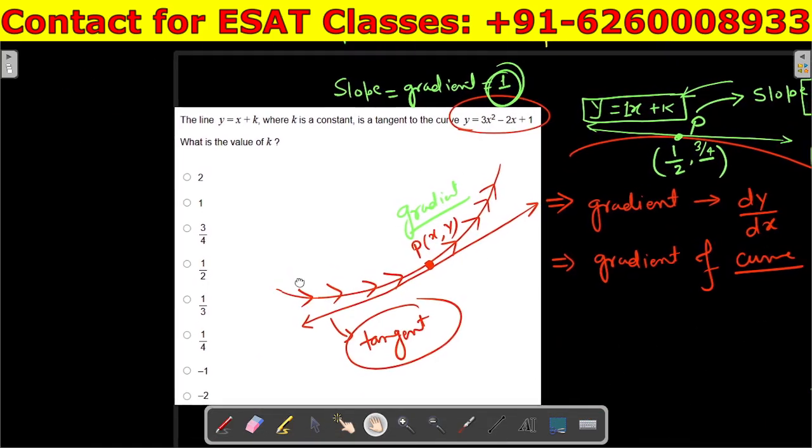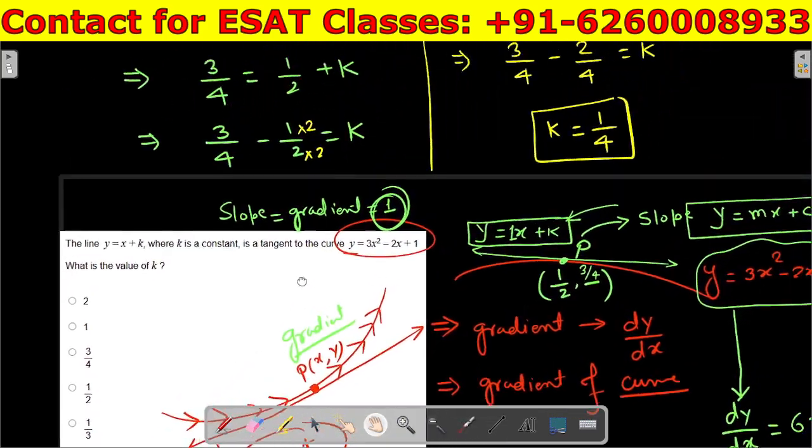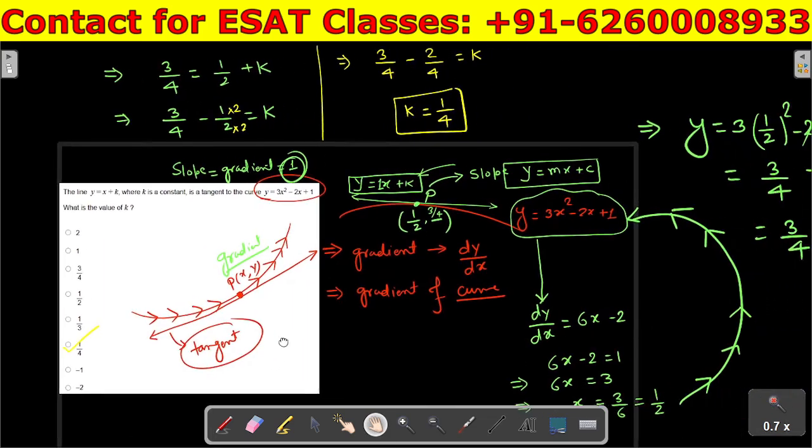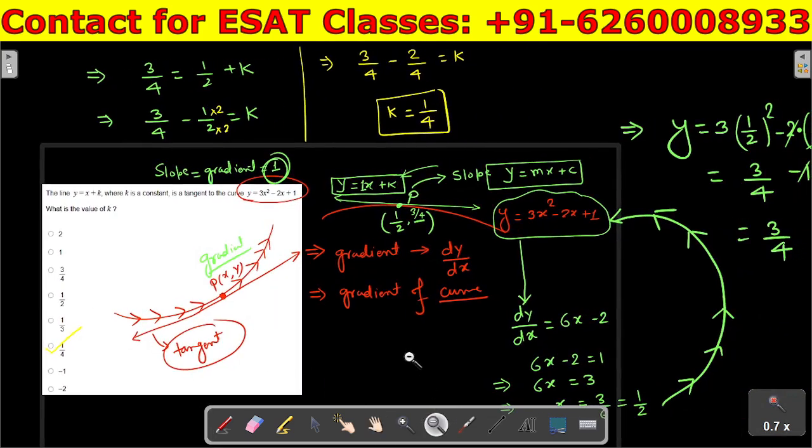So we get the value of k. Let us check the options. Is it 1 upon 4? Yes, there is an option 1 upon 4, so this is the correct answer. I hope you have understood it very easily.